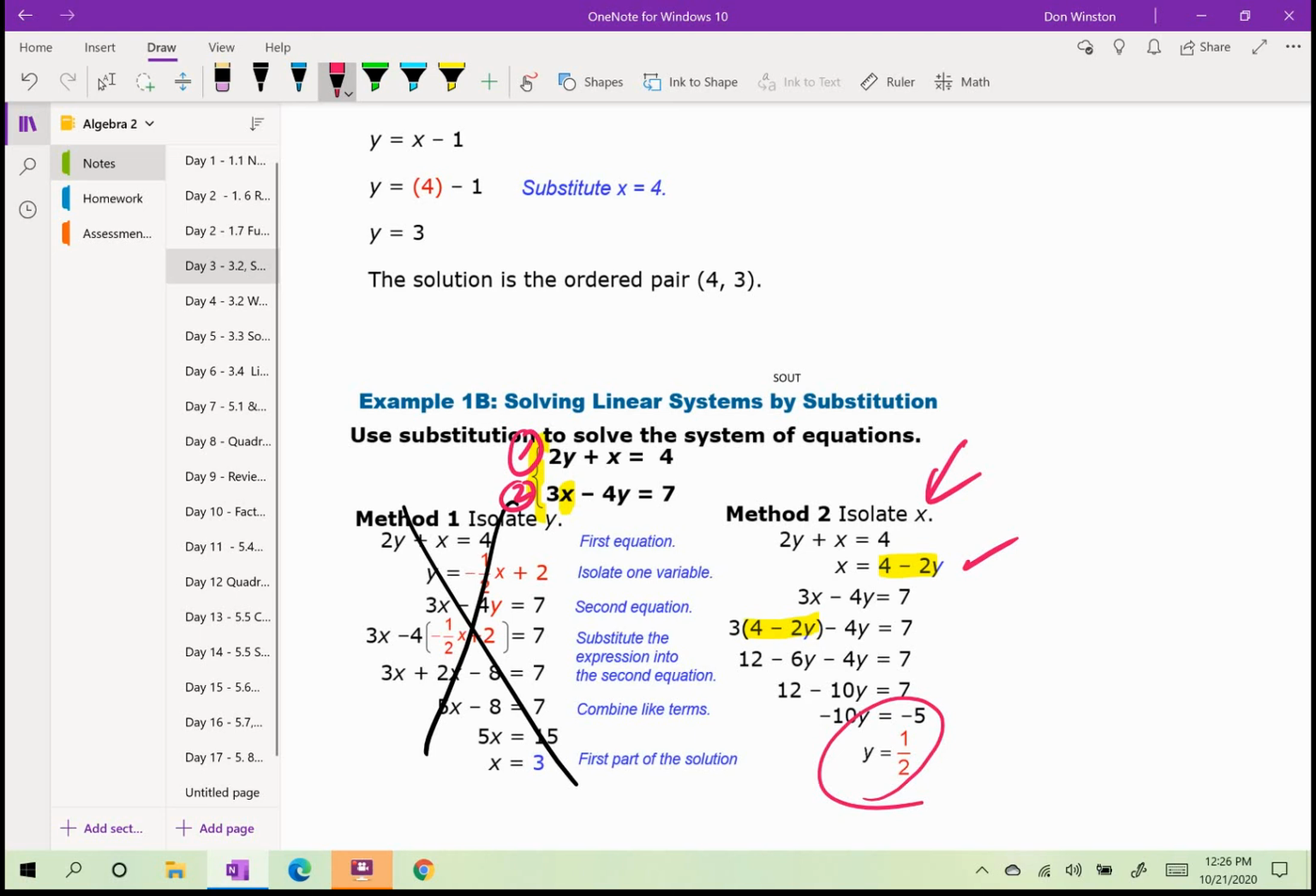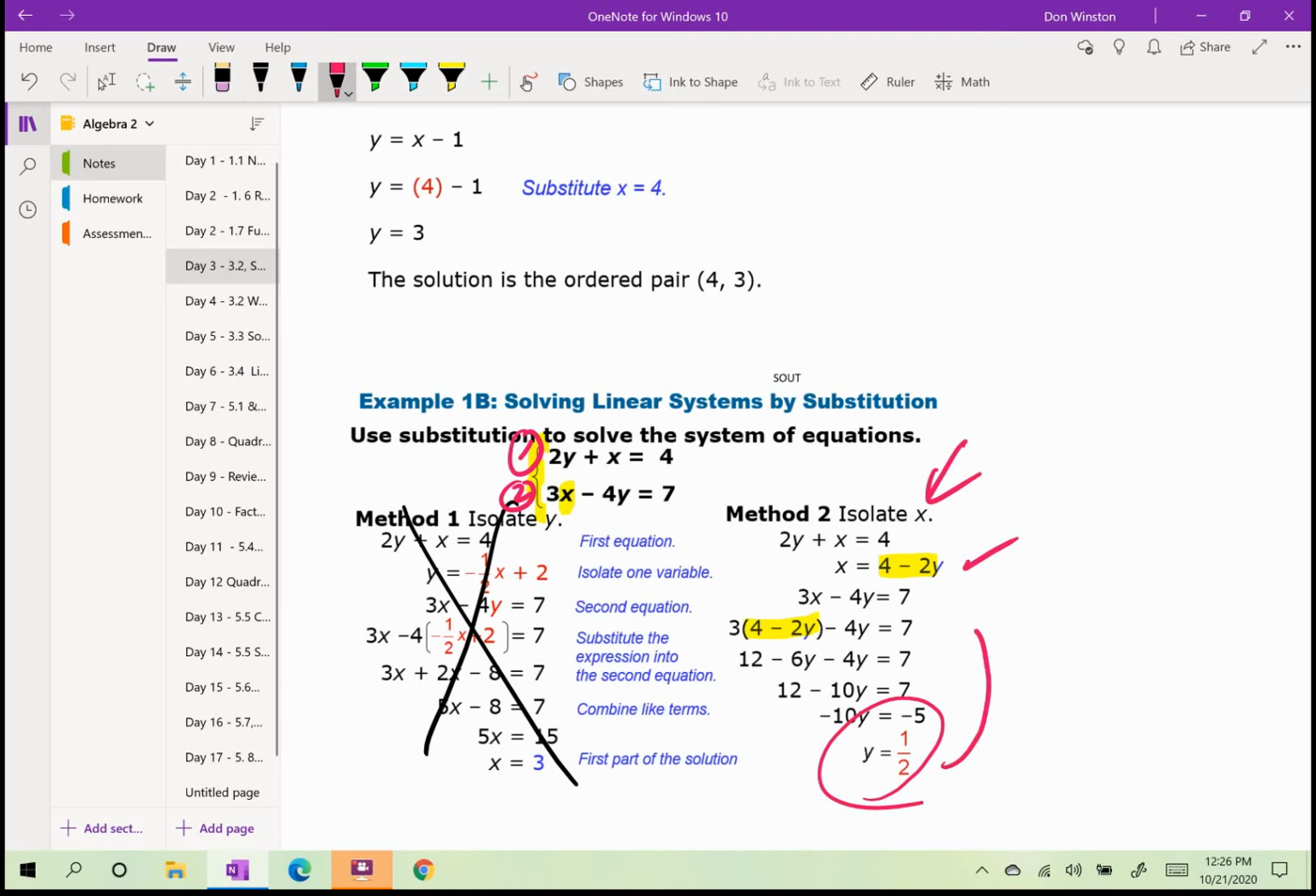That's step 3. Okay. Step 1, we had to solve for either x or y. We solved for x. We did that. We said x is equal to 4 minus 2y. We take the expression for x. We substitute it into the other equation. We did that. 3 times x is now 3 times 4 minus 2y, minus 4y equals 7. And then we solve for y. That's step 3. The last step then is to substitute that back into the first equation.